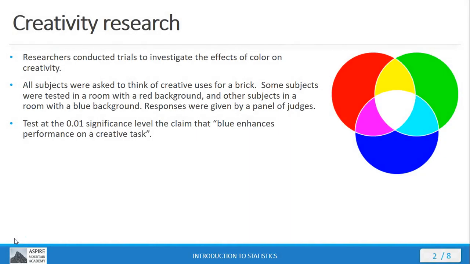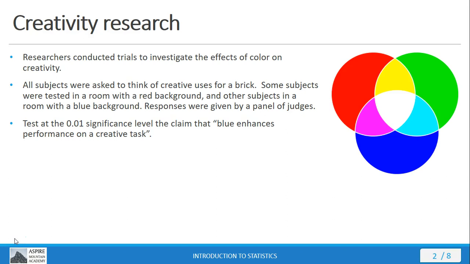So the example that we're going to use as we work through our practice session in this mini lecture involves creativity research. Here's how it was set up. All the subjects that were part of the research study were asked to think of creative uses for a brick. Some of the subjects were tested in a room with a red background, and other subjects were tested in a room with a blue background. They gave their responses, and there was a panel of judges involved.